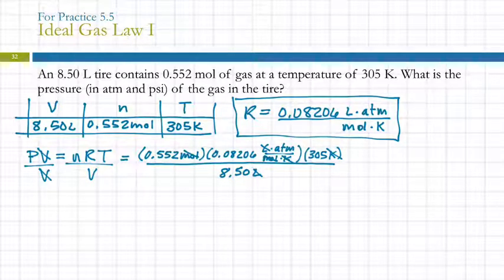So 0.552 times 0.08206 times 305 divided by 8.5. R is not an exact number. As it's written here, it's got 4 significant figures. All my other numbers had 3 significant figures, so my answer is going to have 3. I'll write down 1.62, 2 digits just because, and round that to 1.63 atmospheres.